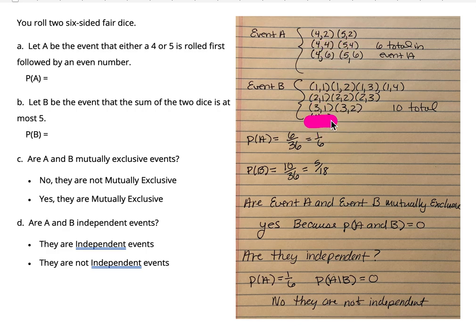For example, if I look in event B, I have a 4 and a 1 here, but in event A I don't have a 4 and 1. If I spot check it, looking at 3 and 2 here, I don't have a 3 and 2 in A. Same thing goes this way. If I look for 5 and 4, I see no 5 and 4 in B. There's no overlap. None of these are in common, which means they're mutually exclusive. Another way to say that is that the probability of A and B is 0. The probability of picking something that's in A and B at the same time is 0.